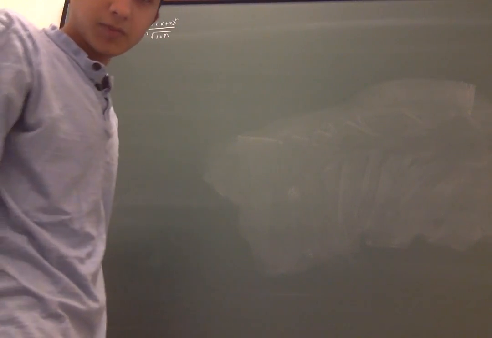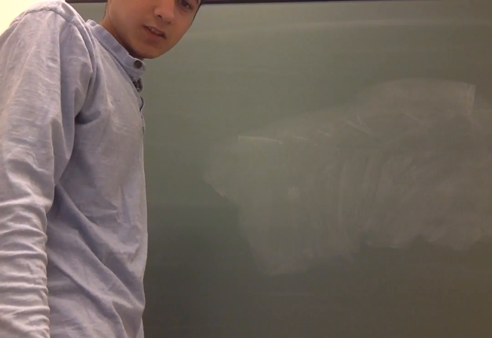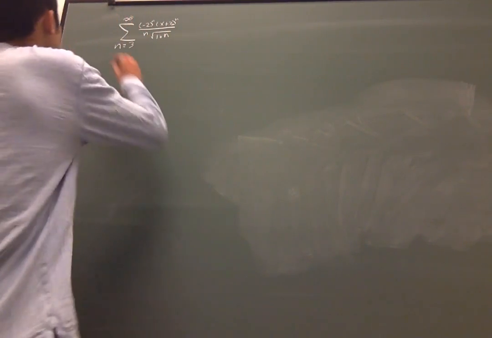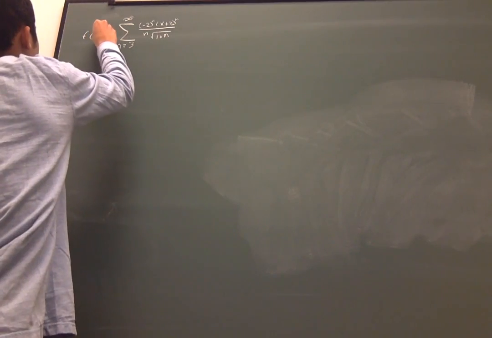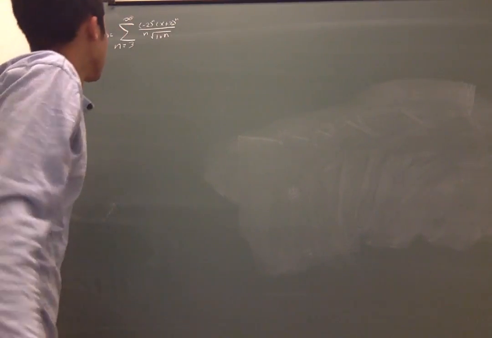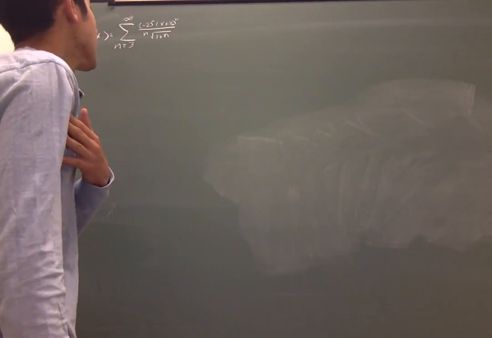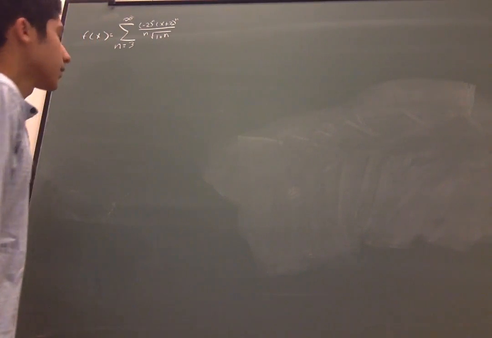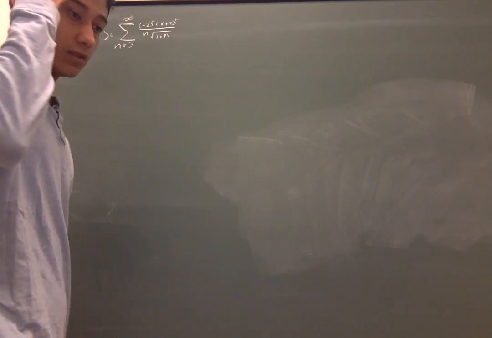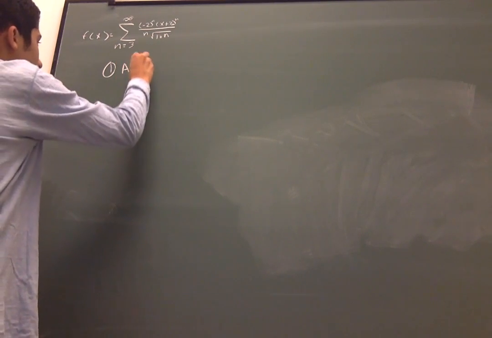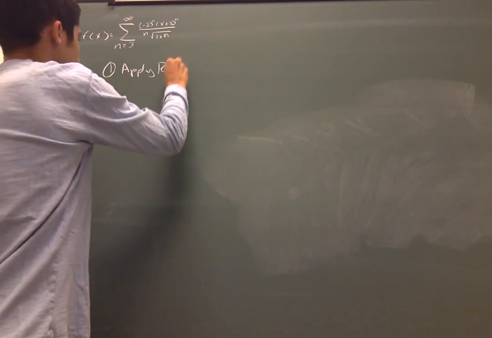Okay, so the problem asks, find the radius and the interval of convergence for the series f of x equals the sum from n equals 3 to infinity of negative 2 to the n times (x plus 3) to the n times the natural log of n. So the first step is to apply the ratio test.